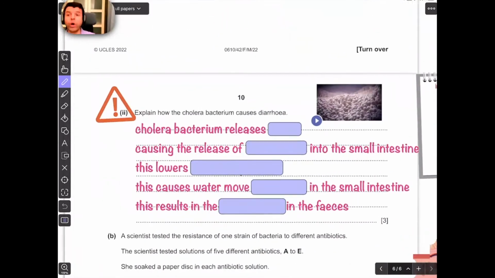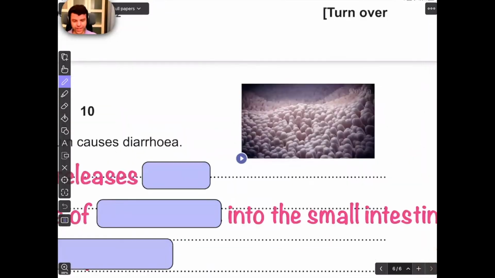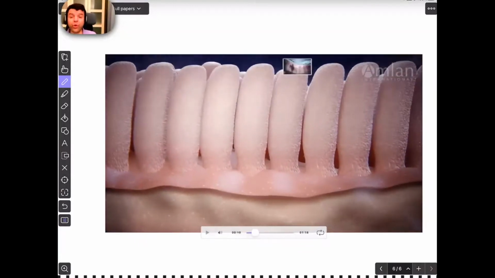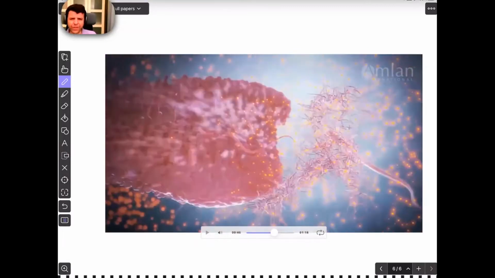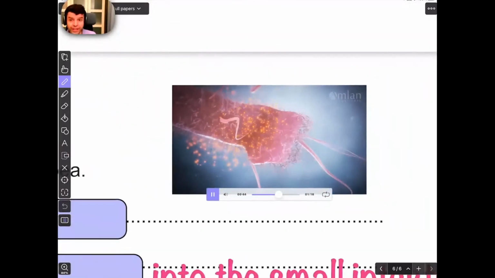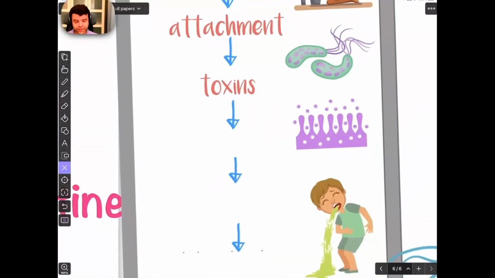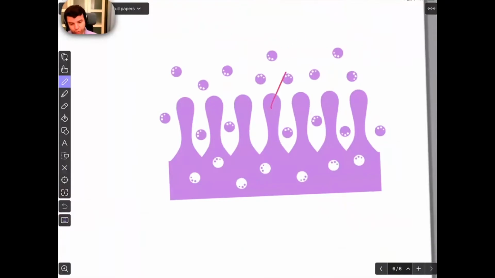Yeah. So about the cholera. How would cholera lead to diarrhea? So event number one is this, right? That's when the bacterium attaches to the epithelial cells of the intestine. Right after this, what would the bacterium do? The bacterium starts to release the toxin. So it attaches, releases the toxin. And what does that toxin do? The toxin causes those epithelial cells to release salts, mainly chloride, right? So mainly chloride would be released here.